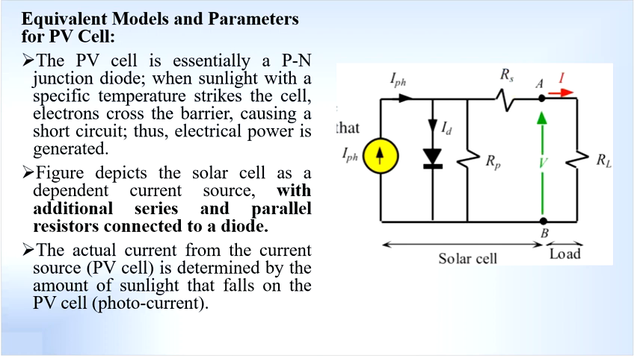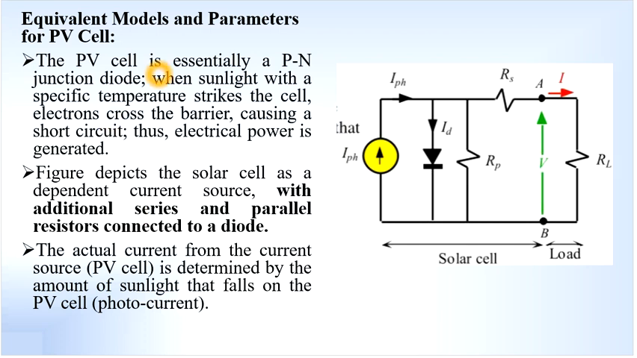So that's why this IPH is divided into both diode current and the load current I, right? And these resistors RS and RP indicate series resistance and parallel resistance of solar cell, which gives the some loss part inside the solar cell, right?